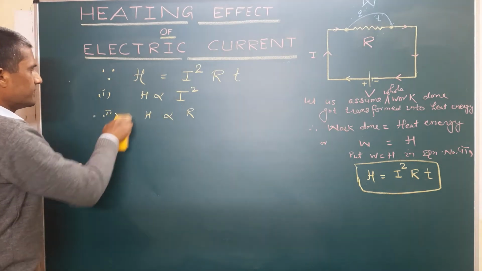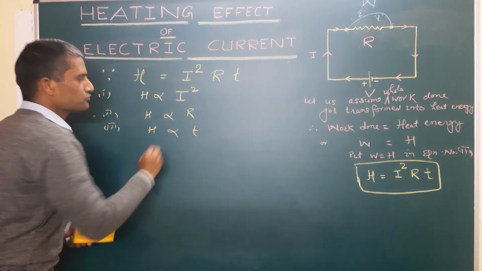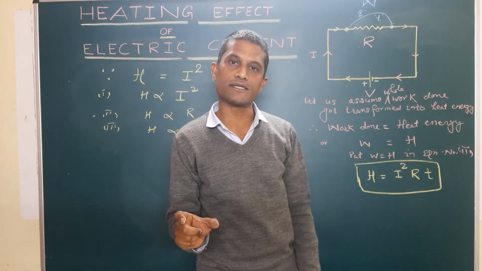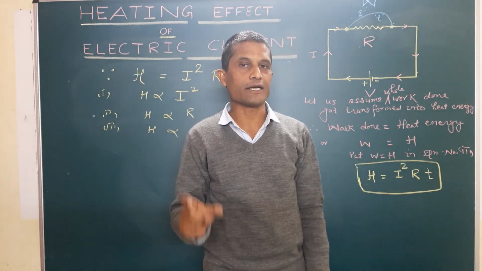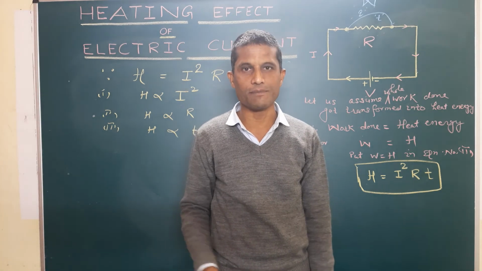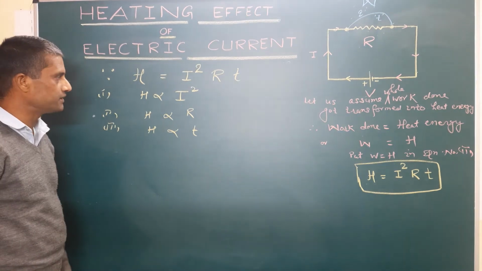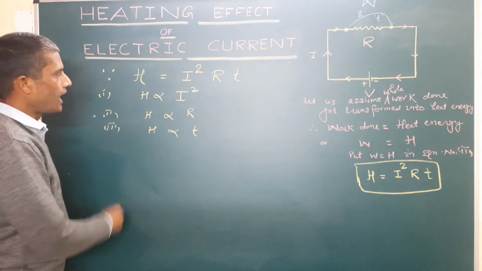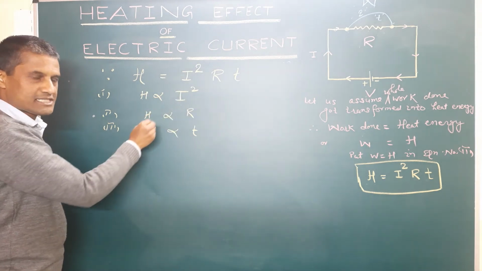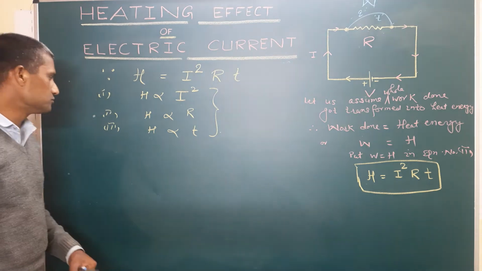Okay, and the third one is that H is directly proportional to the time, that is the time T for which the current flows through a conductor. If the current flows for a longer period of time, the heat production is obviously going to be more. These are the direct relationships between heat production and the current, heat production and resistance, and heat production and time. So that's the 1, 2, 3.